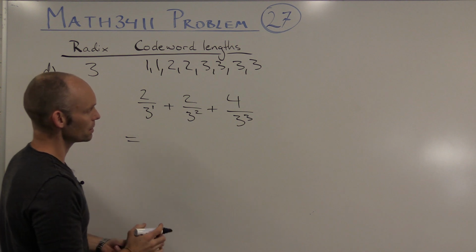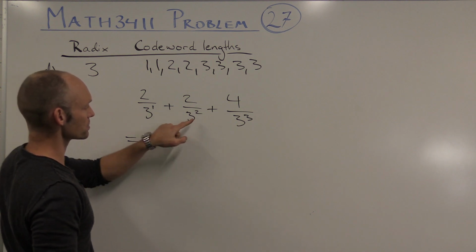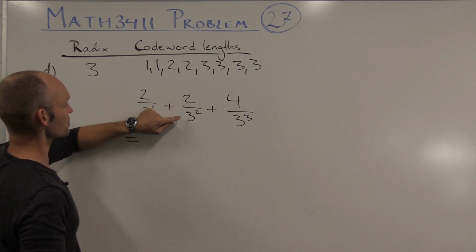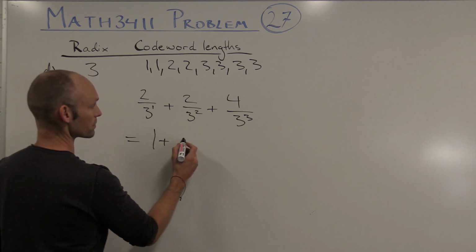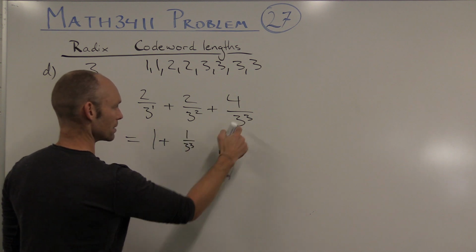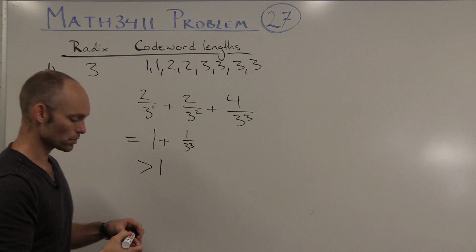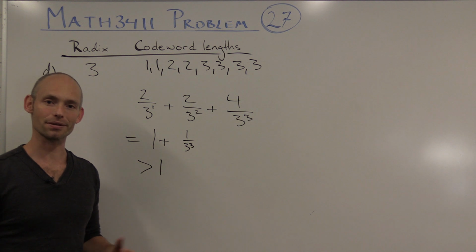27ths, that's 3 27ths plus an extra 1. 3 27ths is just 1 ninth, which together with this gives 3 ninths, which is a third, which together with these two gives us one. In fact, we're just left with one plus one of these initial terms, and that's, of course, strictly greater than one. So by the Kraft-McMillan Theorem, we see that we can't actually construct such a code.